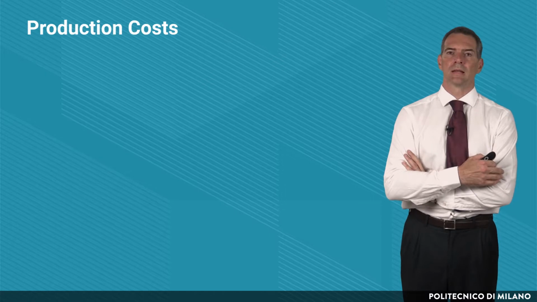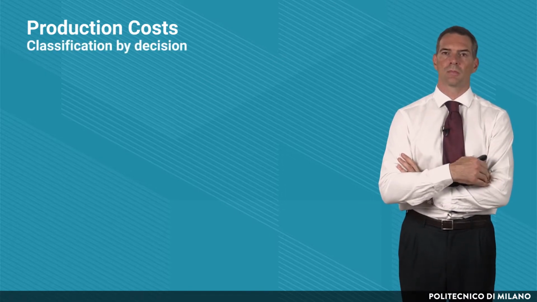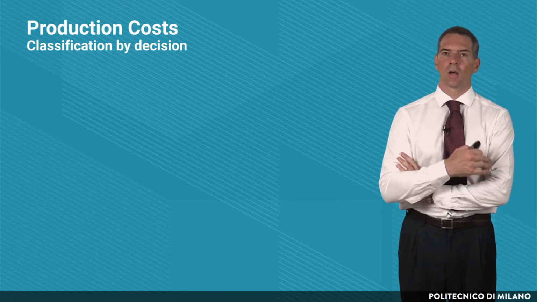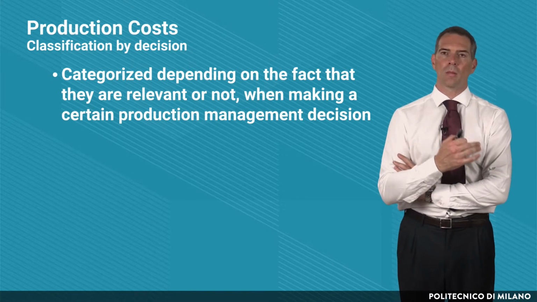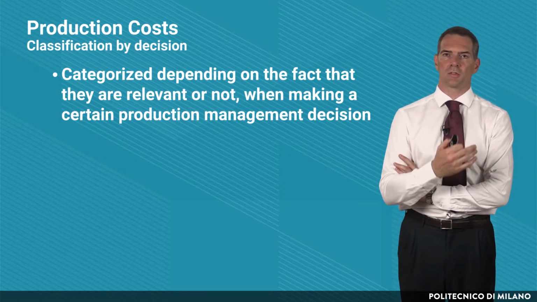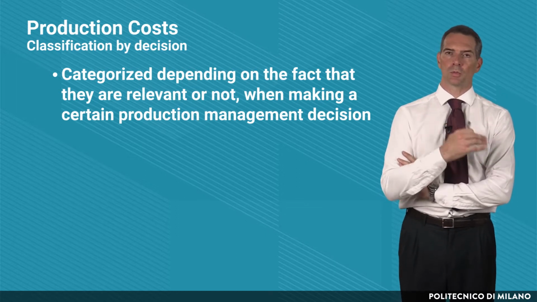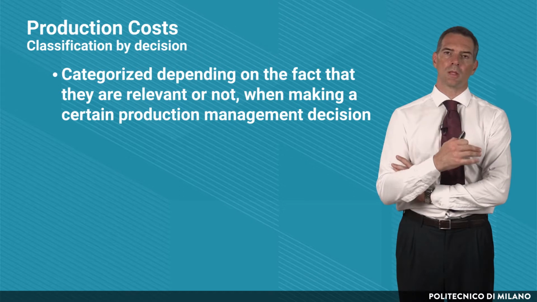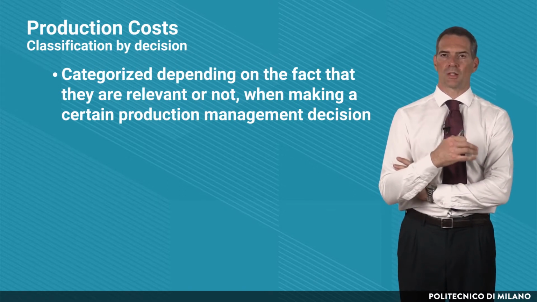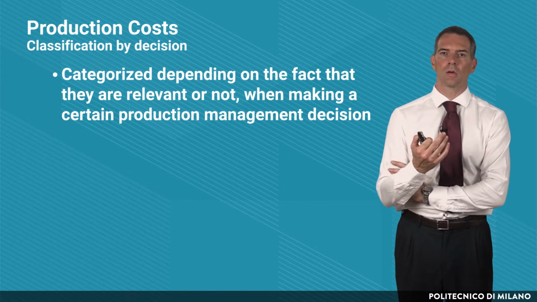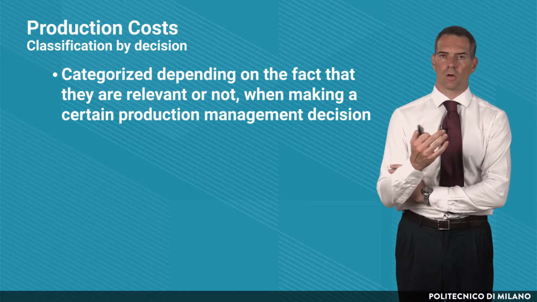Let's now tackle the second categorization scheme, that is the classification by decision. According to this approach, costs are categorized depending on the fact that they are relevant or not when making a specific production management decision. Examples of such decisions may be whether to produce or not, or what could be the optimal production batch quantity, or whether we have to perform a changeover, that is a setup or not, or whether we have to invest in an additional quality check or not.